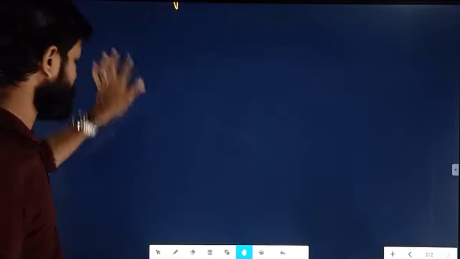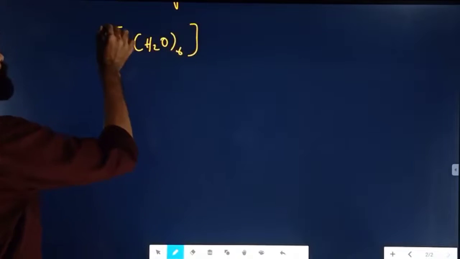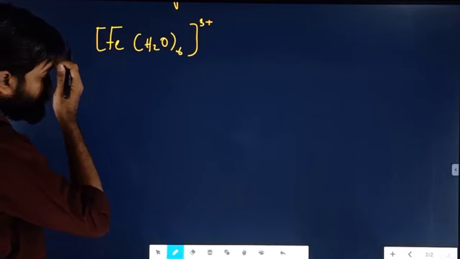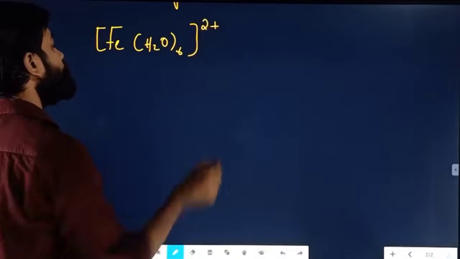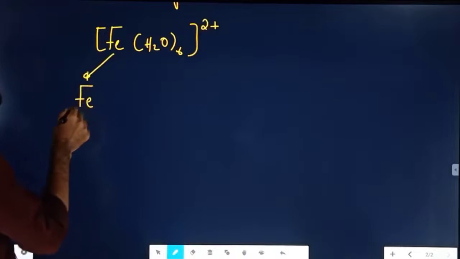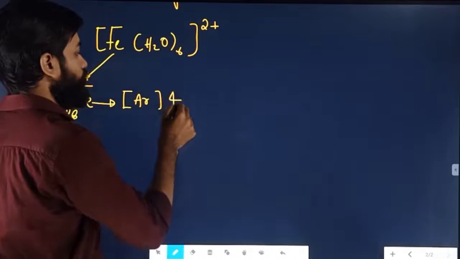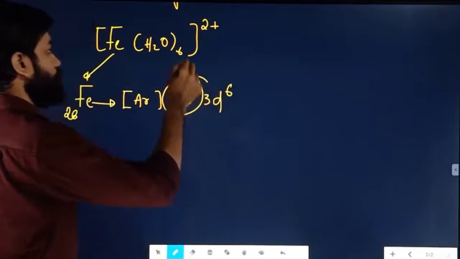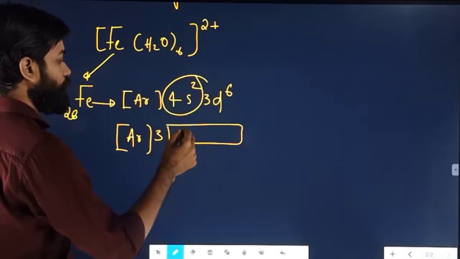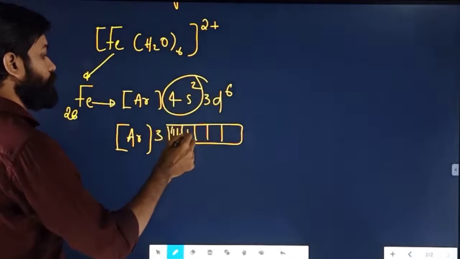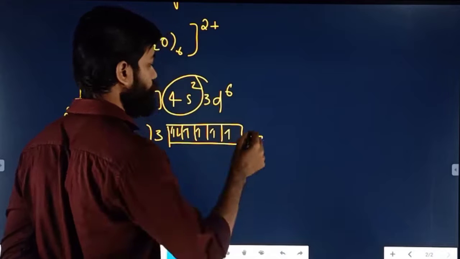Okay, so if you have Fe(H2O)6 3+, sorry, 2+. What about the case of Fe, which is atomic number 26: argon 4s2 3d6. 2+ means the electrons from 4s are ionized, leaving 3d6 like this, 4s0.